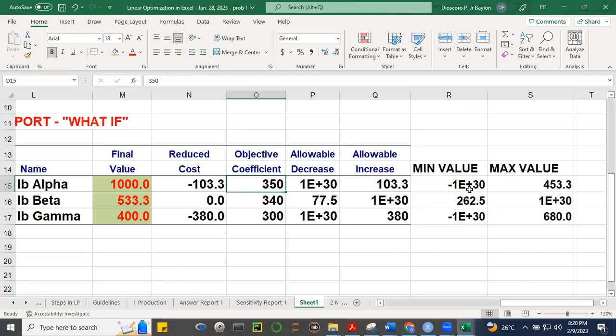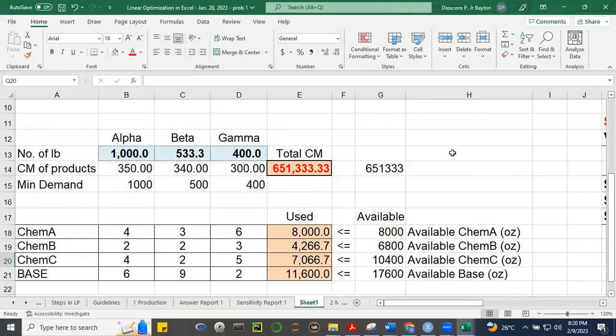Kung maging negative siya, okay, the objective function will still be the same. Let me check baka I might have committed a mistake here sa allowable decrease and increase. But let's check, class, just to validate that. Okay, so sabi natin, si alpha kasi 350, di ba? What if this becomes, natin 10 na lang? 10 na lang siya, no?